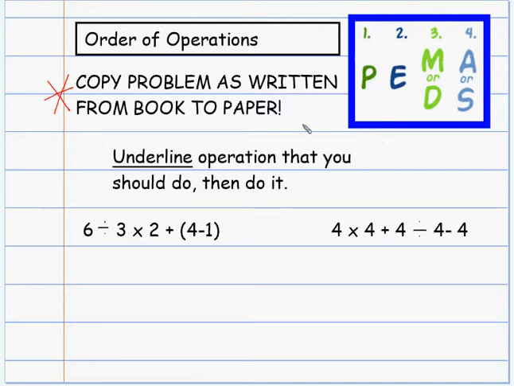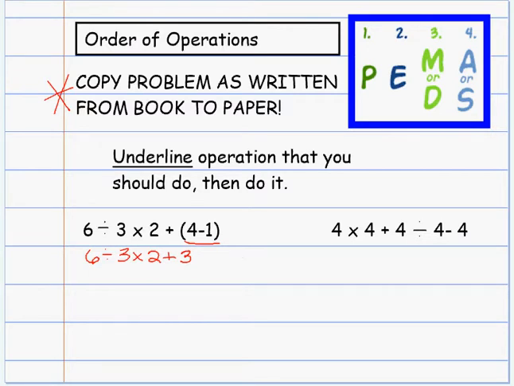So remember, step 1, we need to look at this problem here, and are there any parentheses? And there are, so I'm going to underline it. And then we are going to write down everything else that is there, and when we get to that part we're going to simplify it, and 4 minus 1 is 3.